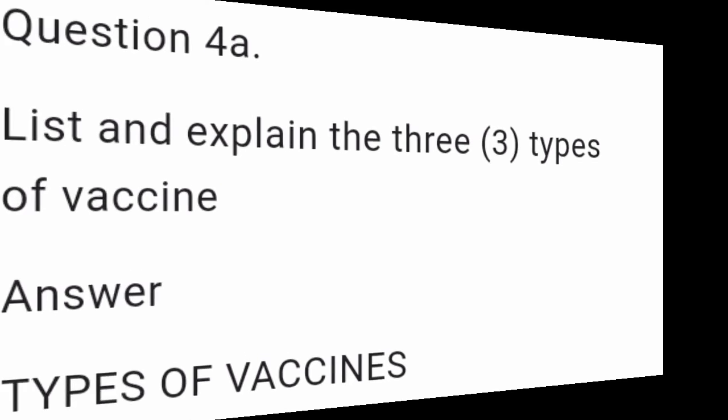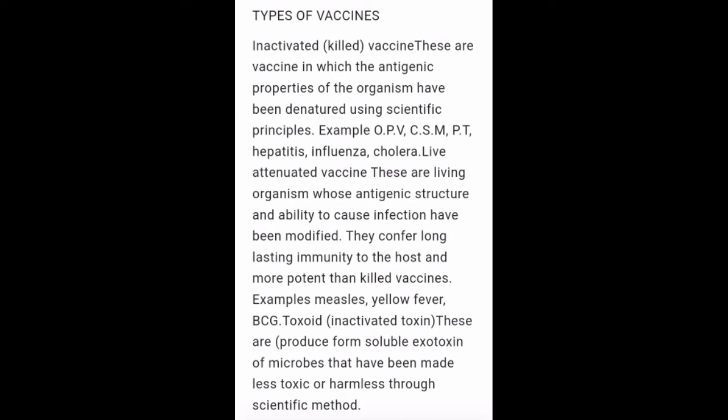Answer. Types of vaccines. Inactivated, killed vaccines are vaccines in which the antigenic properties of the organism have been denatured using scientific principles. Examples: OPV, CSM, PT, hepatitis, influenza, cholera.